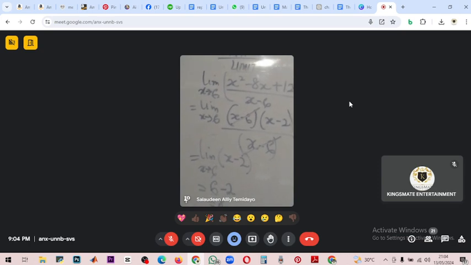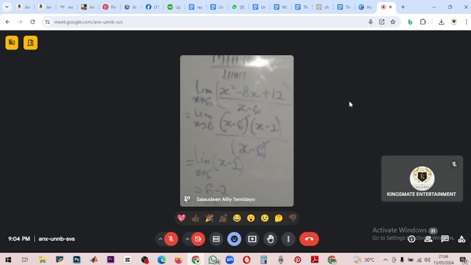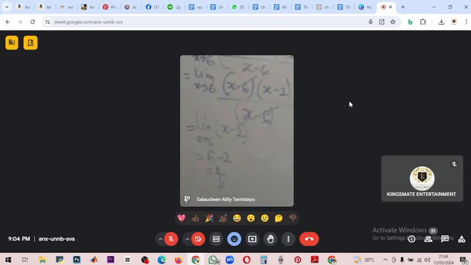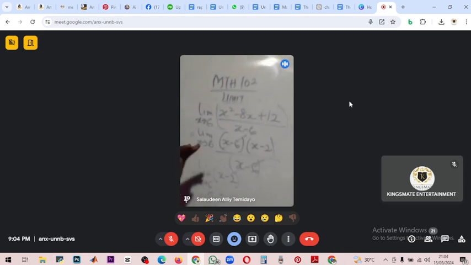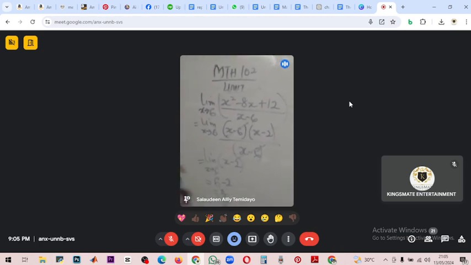So how do we know whether to use the replacement theorem or the second method? Because sometimes the replacement theorem will give us a problem. Now, how do you know? You can just take a good look at it.